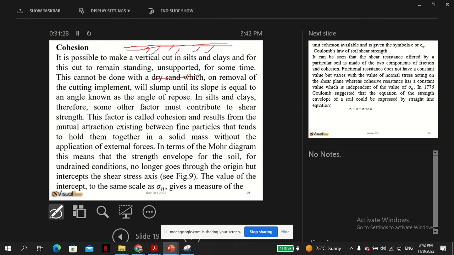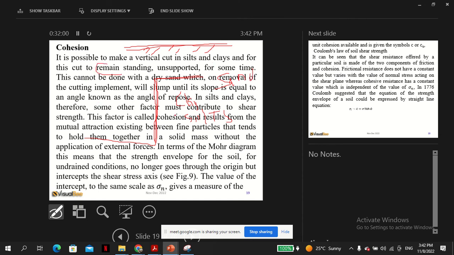So in sands, you cannot create a hole and have it remain stable. This wall will remain standing only maybe in clay, in silts, but it cannot happen in sand. That's the point, because sand has no cohesion. This is what we are saying.